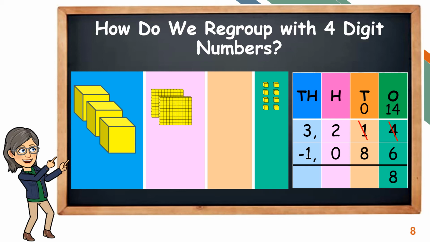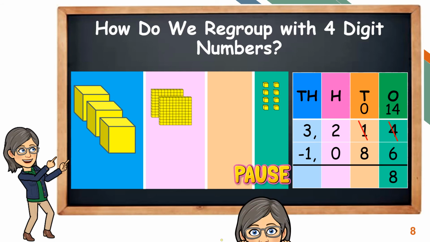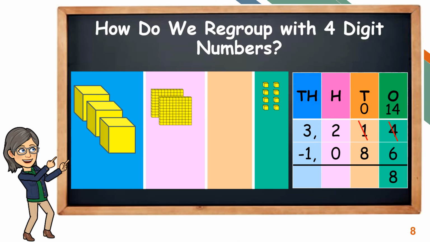Now look at the 0 and the 8 in the tens place in the subtraction problem. Can we subtract 8 tens from 0 tens? If you said no, you are so right. Ask yourself, how can we get more tens to subtract in the tens place? Remember, 100 equals 10 tens. Pause the video and turn and talk to a partner about this question. If you said we can trade 100 from the 200s in 3,214 for 10 tens and add the 10 tens to the 0 tens, you are correct.